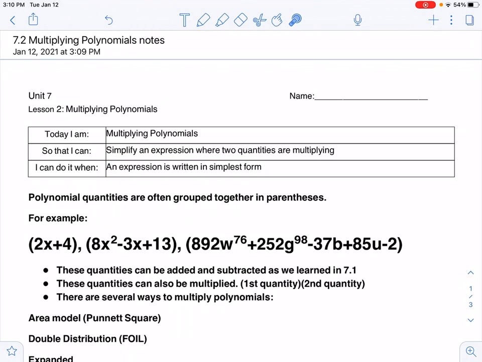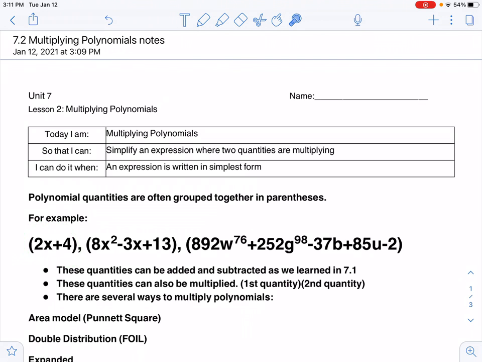So just a little reminder here, polynomial quantities are often grouped together in parentheses. So for example, and I have some ridiculous examples here, but this is a polynomial quantity. This is a binomial. A binomial is just that there's two terms and they're being separated by an addition or a subtraction. So 2x is a term and 4 is a term, and they are being added together. That is a group, a quantity, 2x plus 4. So this would be a binomial.